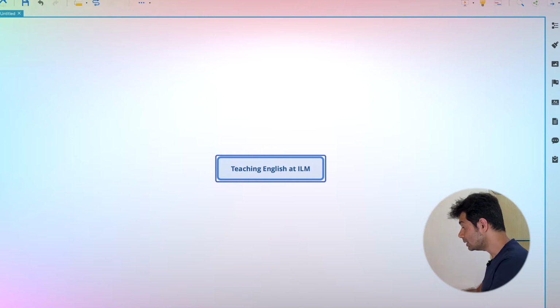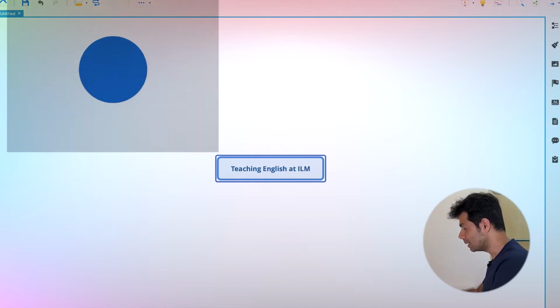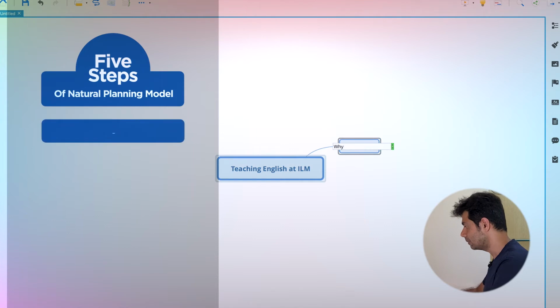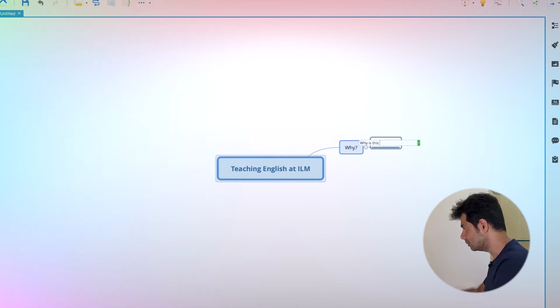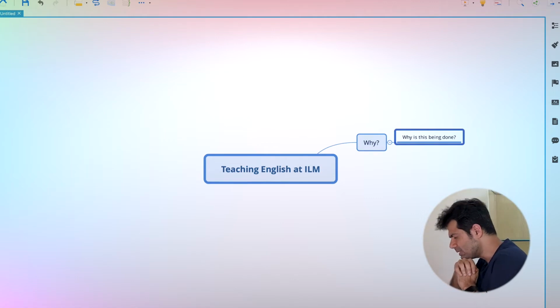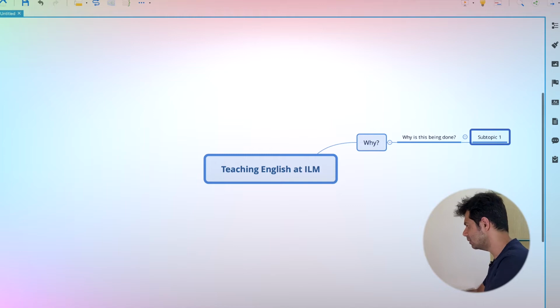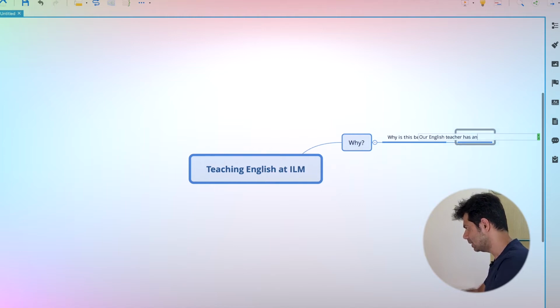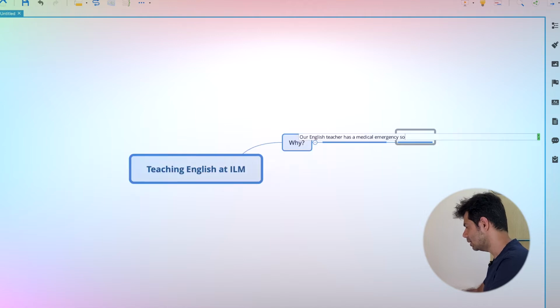And the first question that I ask myself when doing the natural planning model is, why? Why is this being done? Well, one reason is our English teacher has a medical emergency, so we need a teacher. That's why it's being done.